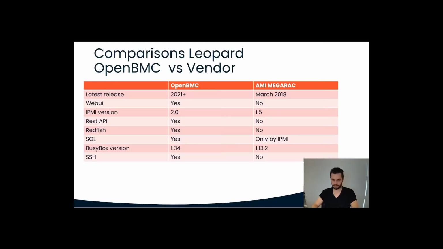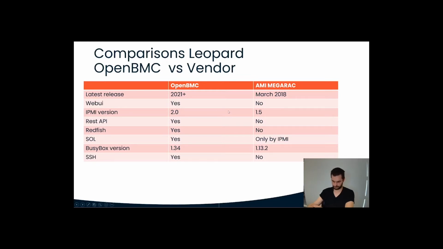Comparison of Leopard and vendor firmware. You can see the firmware has not been updated since March 2018, and OpenBMC is still being updated, so it will be a lot better to use that. AMI doesn't always get the web UI; sometimes it does, sometimes it doesn't. OpenBMC is customizable, so you can add a web UI, but if you don't need it, it will use less memory, so you could remove it as well.